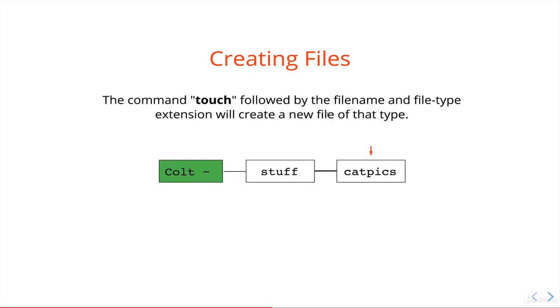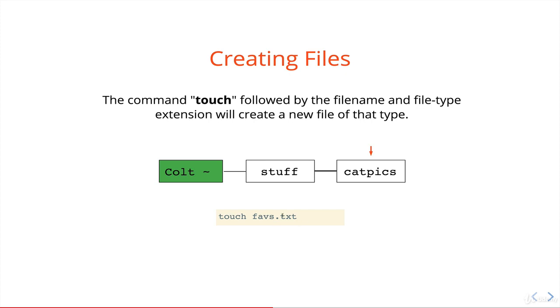Touch. So the command touch followed by whatever the new file name and file extension that we want that file to be, we hit enter, it will make a new file for us. So let's say I'm inside of a cat pics directory. I cd'd into it. I can run touch faves.txt. So whatever I want, dot whatever file type I want.